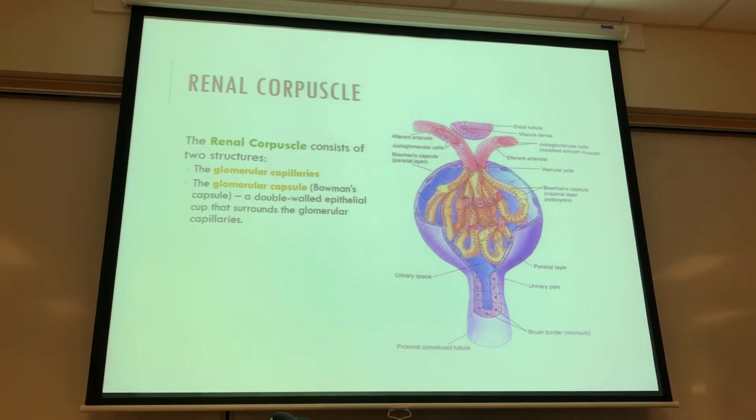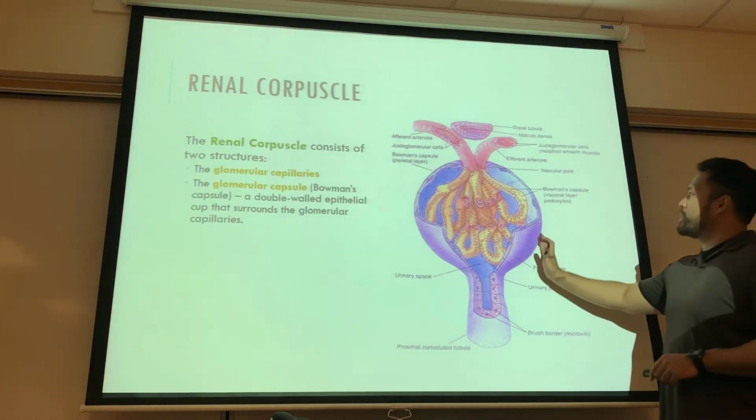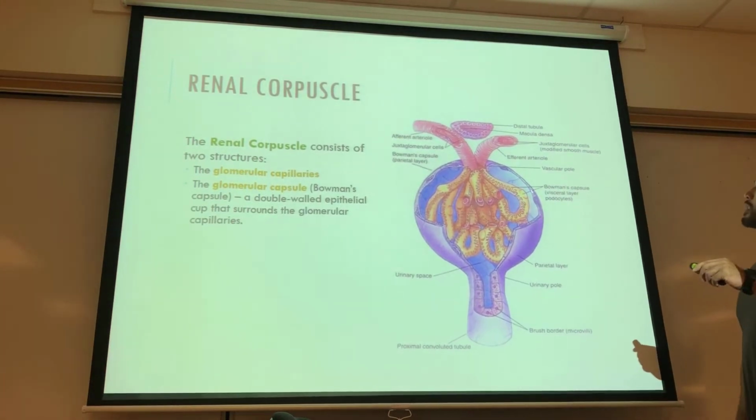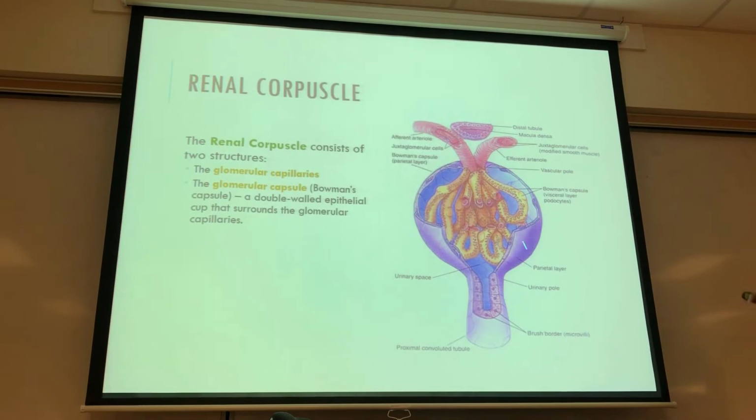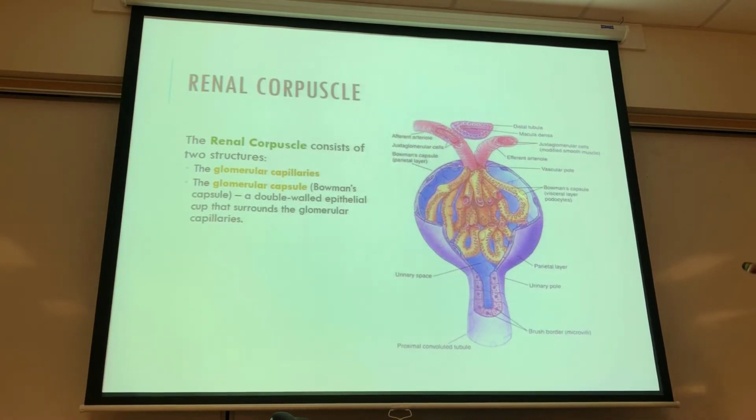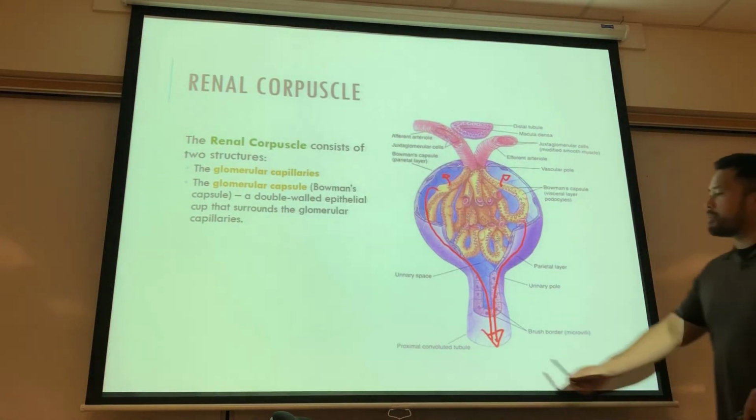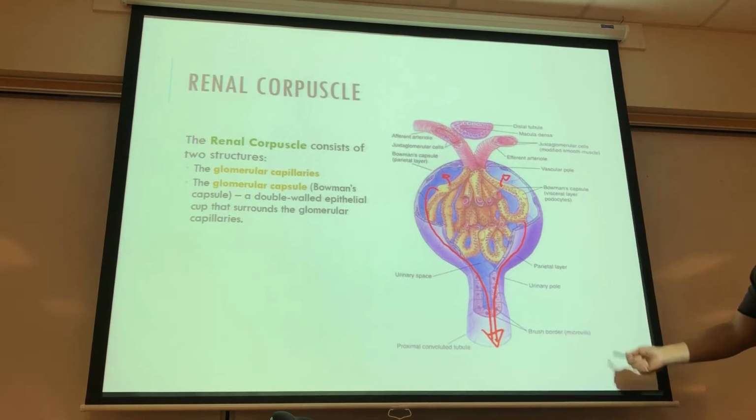So in that capsule, you're going to see what's also referred to as the Bowman's capsule. The glomerular capsule is going to be a double-walled epithelial capsule that comes in and surrounds these capillaries. And I'll talk about where those double walls exist. You'll see the formation of filtrate as it comes out and collects in the glomerular capsule and then makes its way down the rest of the tubule. And the first stop will be the proximal convoluted tubule where reabsorption takes place.